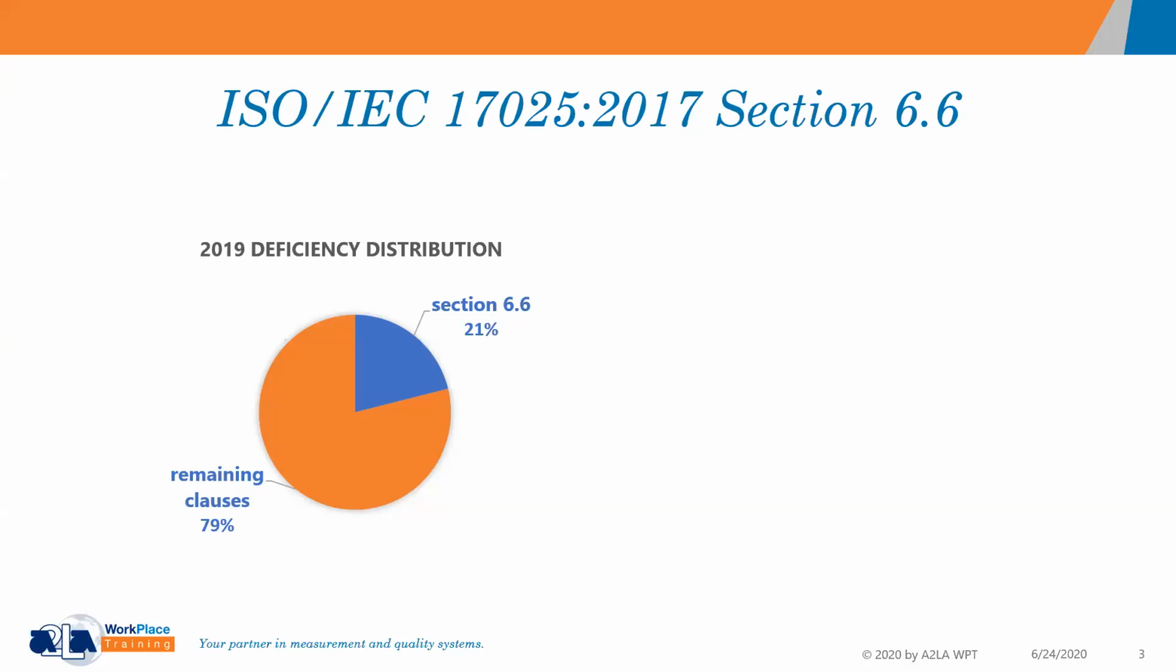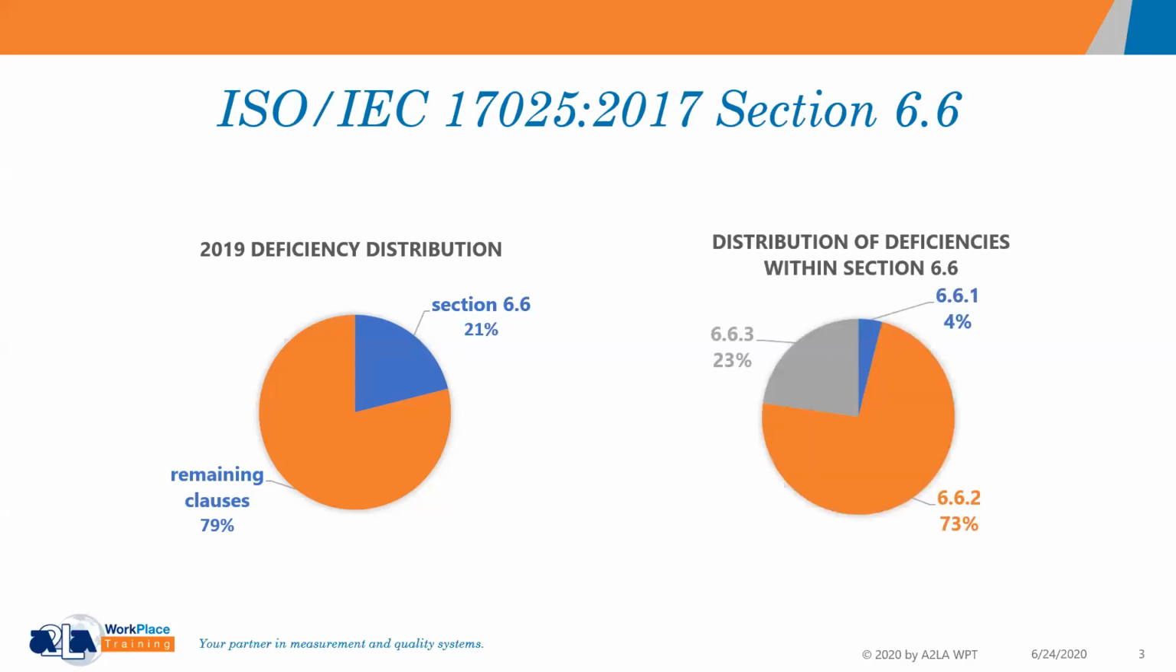And of section 6.6 itself, the distribution is heavily based in 6.6.2 where the new requirements lie. So there are new requirements for procedures and records in section 6.6 that have been missed when transitioning from the 2005 version of the standard to the 2017 version of the standard. And so it makes up a large portion of what was actually cited last year.